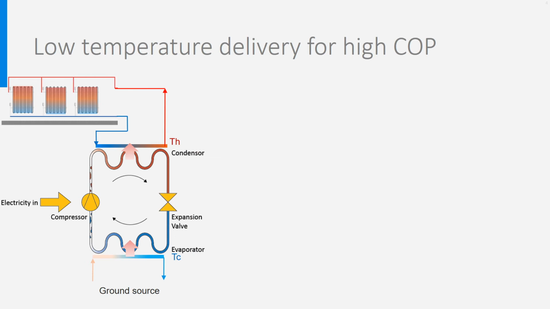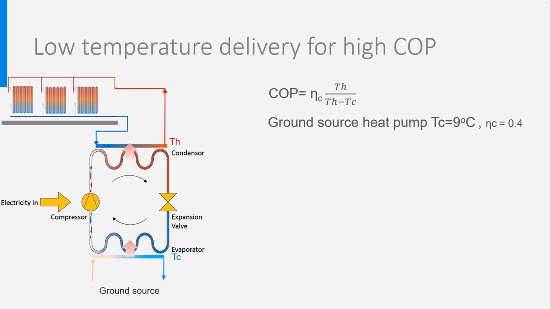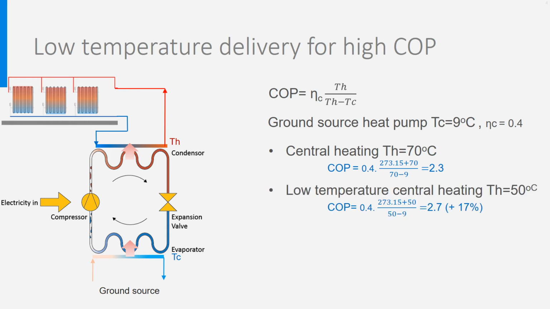We have looked extensively at the heat source temperatures, but what about the heat sink and the temperature TH at which the heat is delivered? In the formula for the COP, we see that it also has an impact. Let's take the ground source heat pump as an example, with a source temperature at 9 degrees and again a Carnot efficiency of 0.4. We have already seen that with central heating at 70 degrees, the COP would be 2.3. If we now use central heating with a lower temperature of 50 degrees, the COP increases to 2.7.